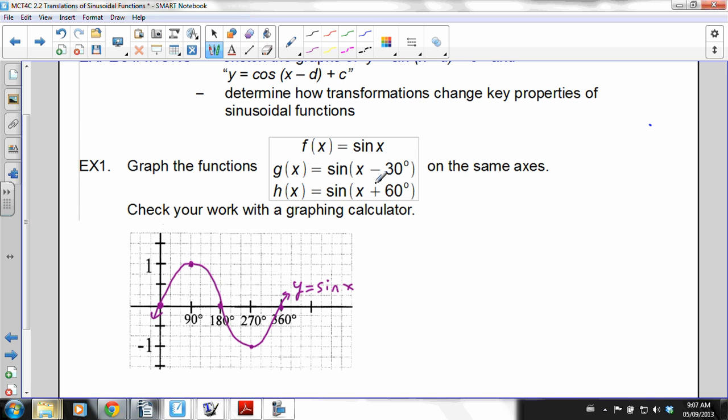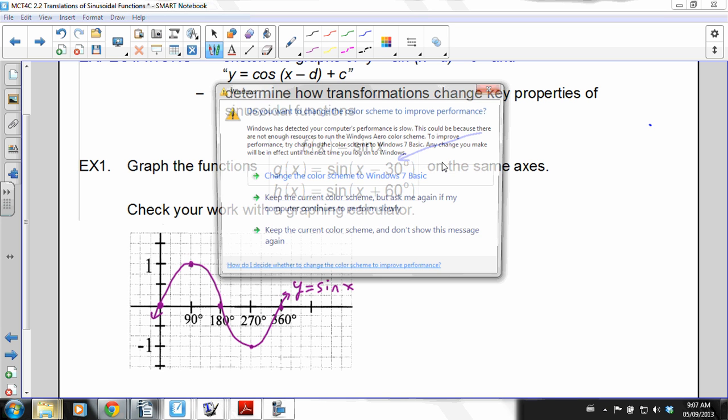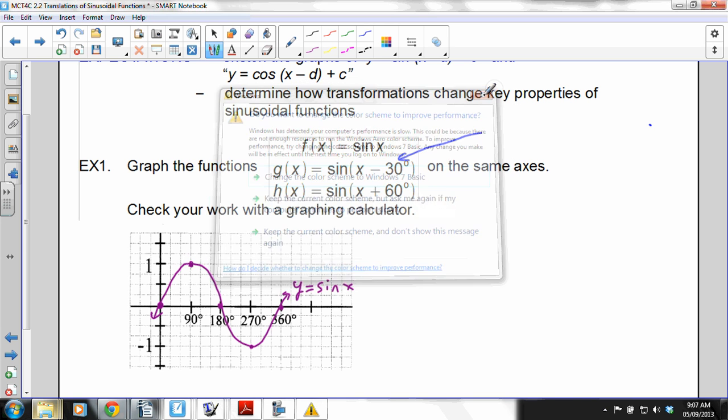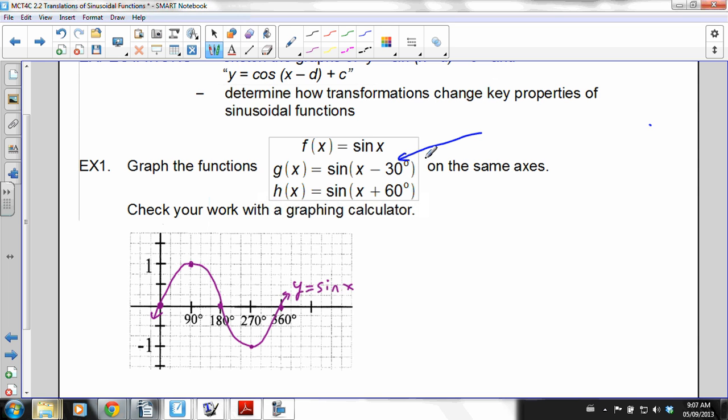And so now, what does the -30 do? What does that do there? Well, it's in with the x, isn't it? It's not on the outside. So it's on the inside, affecting x values. It's opposite that you'd think. It's right 30.